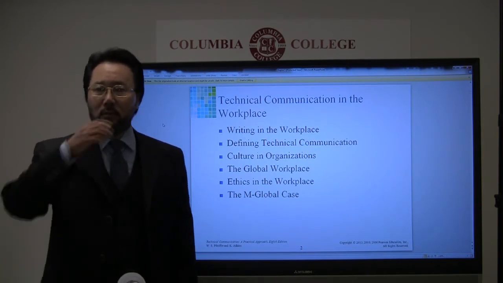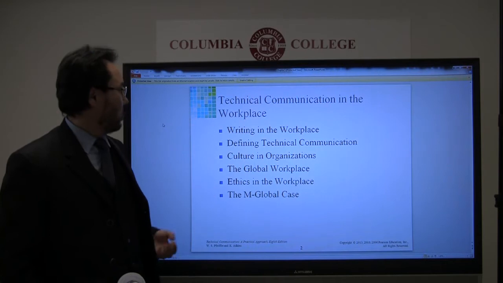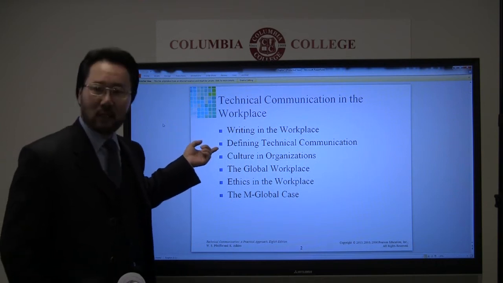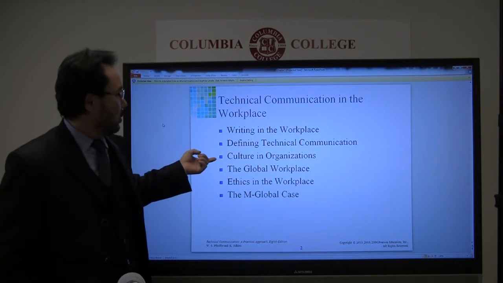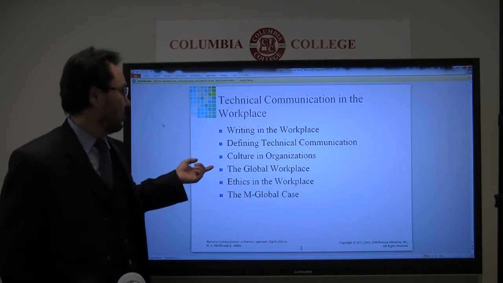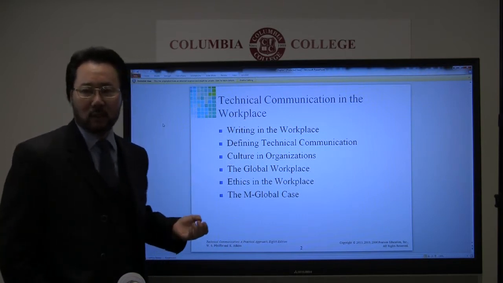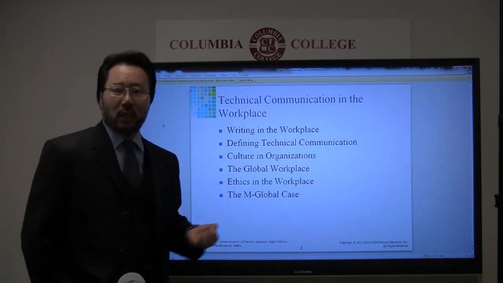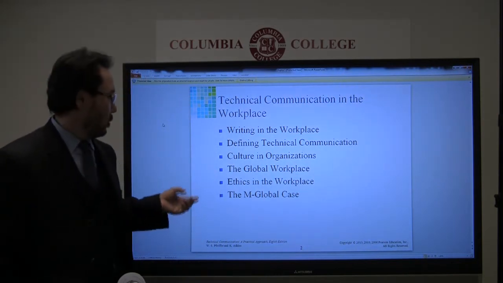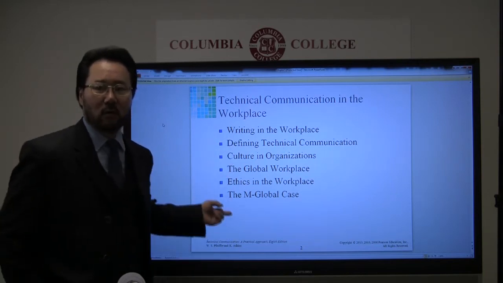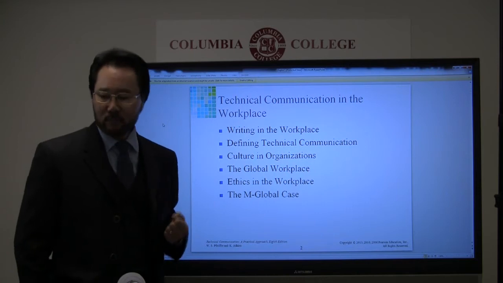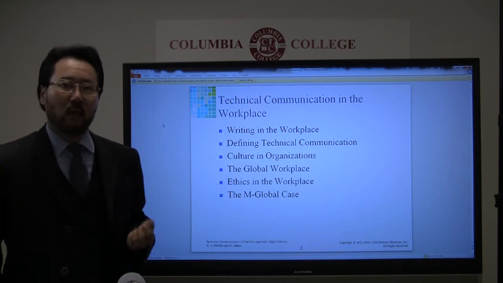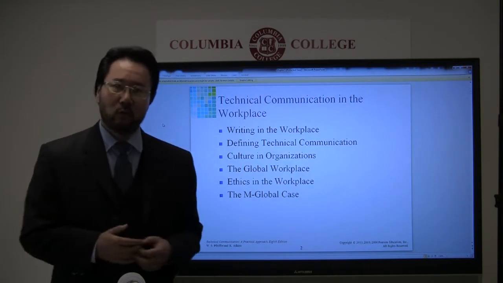In the first chapter, these are the objectives that we are trying to achieve. First, we're going to define what technical communication is. Then we will learn about cultures in different organizations, and we'll also talk about the global workplace and some of the ethics in the workplace. Also, the textbook goes through each chapter with a real case based on a fictitious company called M Global Company.